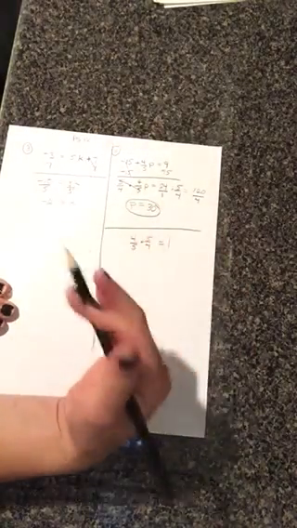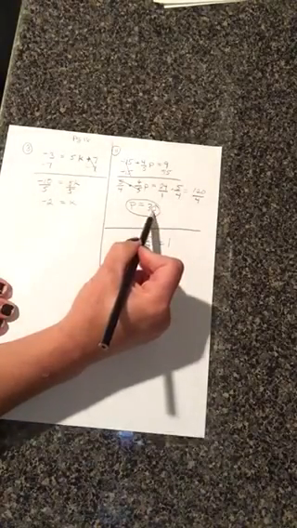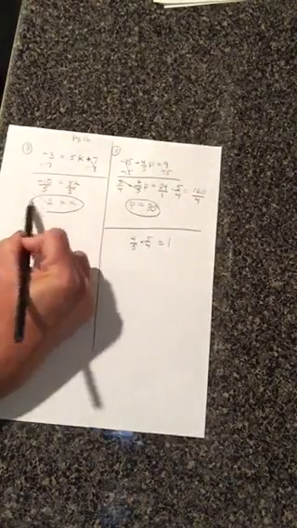You can also cross simplify if you know how to do that before you multiply. So anyway, your final answer will be 30 for number 11 and negative 2 for k.